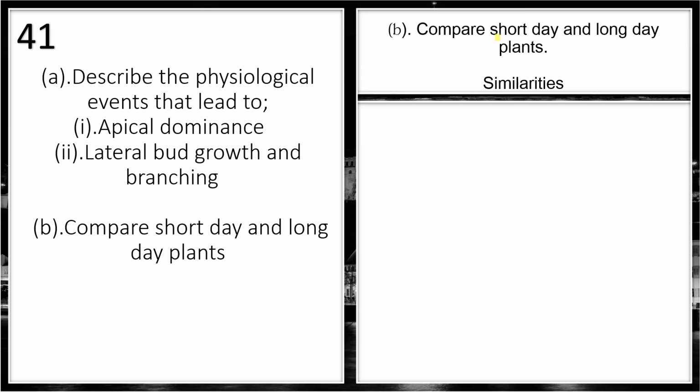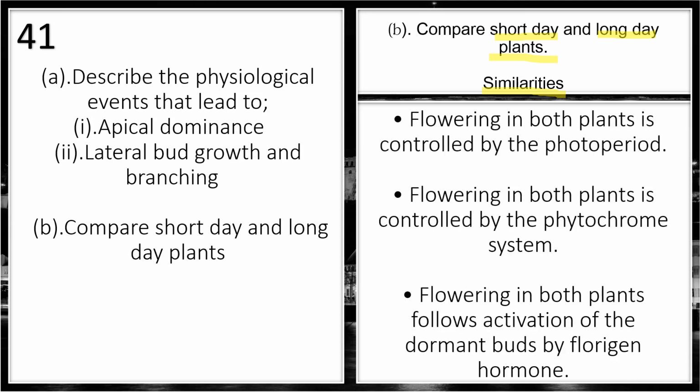Part B. Compare short day and long day plants. We shall start with the similarities. Flowering in both plants is controlled by the photoperiod. Flowering in both plants is controlled by the phytochrome system. Flowering in both plants follows the activation of the dormant buds by florigen hormone.